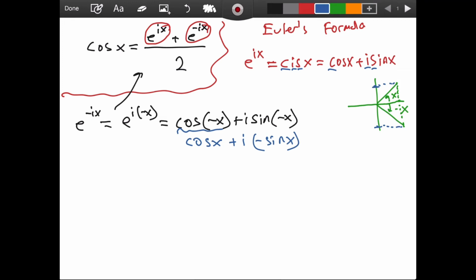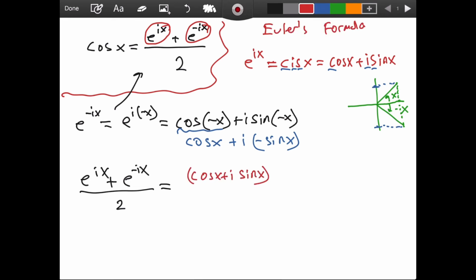And now we are able to write the right side of our initial statement and see if we arrive at the left side. So we will have e raised to the power of ix plus e raised to the power of -ix, divided by 2. For e raised to the power of ix, we substitute Euler's formula. So we get cosine of x plus i sine of x. Then we have a plus here. And now we substitute for e raised to the power of -ix.